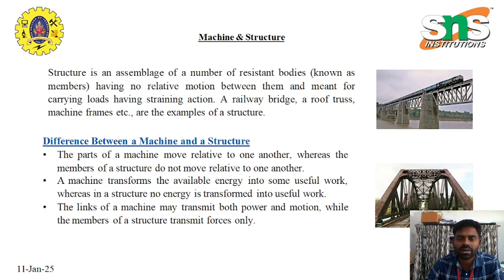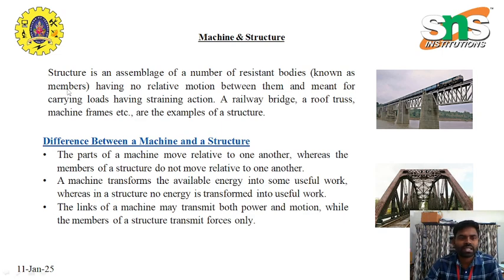A machine is a combination of more than two resistant bodies having relative motion between them, and it performs some action, so it is called a machine. Whereas a structure is a completely resistant body which doesn't have any motion or relative motion between the components.